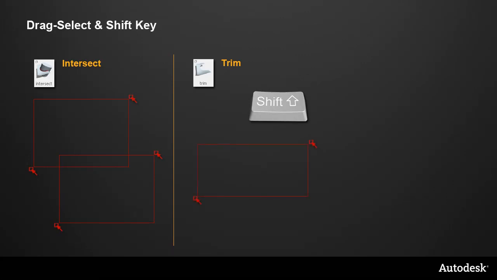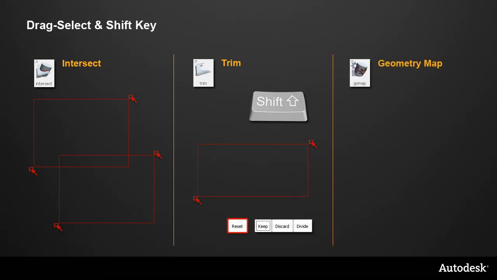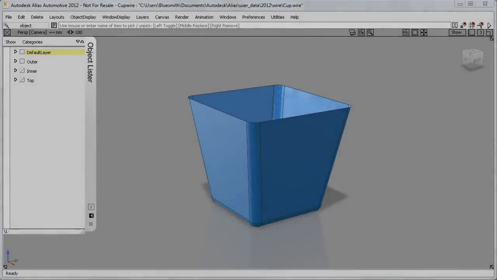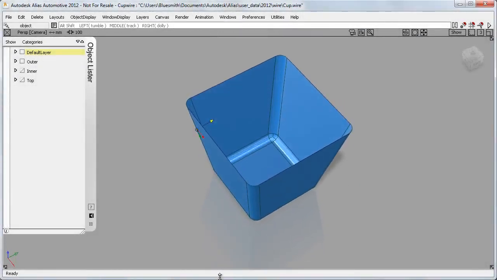And box select has been added at the stage where you select the regions to keep or discard. And here a reset option has been added to make complex selections easier. And finally, the Geometry Map tool now allows you to drag select the projecting curves. These changes can make a big difference to the speed of your workflow, so here are some examples.